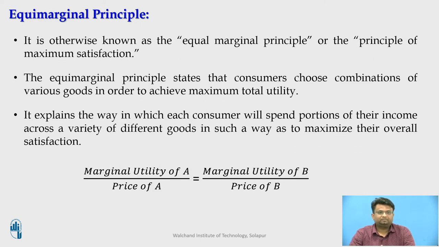So what is the equimarginal principle? The equimarginal principle is an important idea in the economic subfield of managerial economics. It is also known as the equal marginal principle or the principle of maximum satisfaction. The equimarginal principle states that the consumer will choose a combination of various goods in order to achieve the maximum total utility. In other words, the consumer will allocate spending of their income across goods or services so that the marginal utility per dollar or rupee of expenditure on the final unit of each good purchased will be equal to that of all other goods purchased.